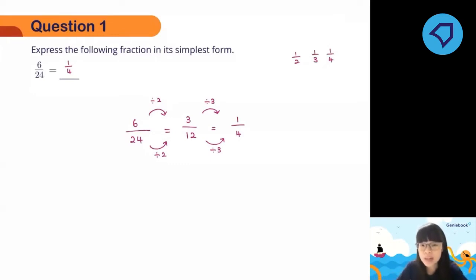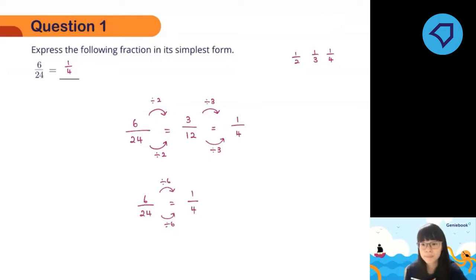Yes, you can also divide by 6. You realize that 2 times 3 is equal to 6. This means that you can take 6 over 24. If you're very familiar with your multiplication table of 6, you can divide by 6 and divide by 6, and you will still get 1 over 4.